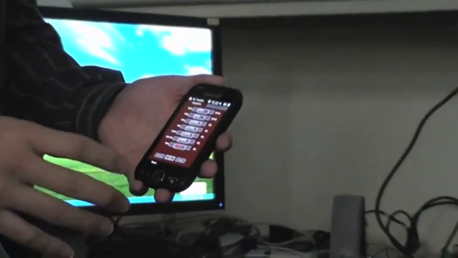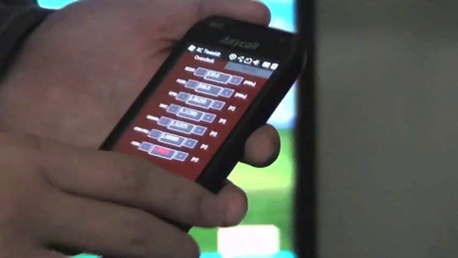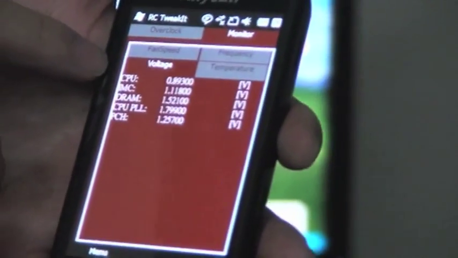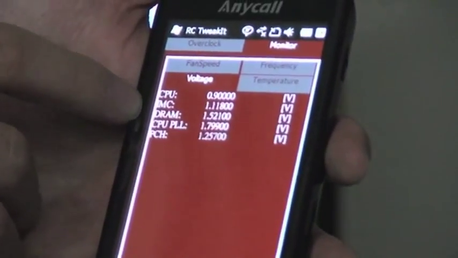The interface is still a beta version, so never mind, we'll improve it. So you can see there is overclock and monitoring. You can monitor through your Bluetooth, your mobile. You can see it changes in real time: the CPU voltage, the IMC voltage, DRAM. And of course, overclock we can try.